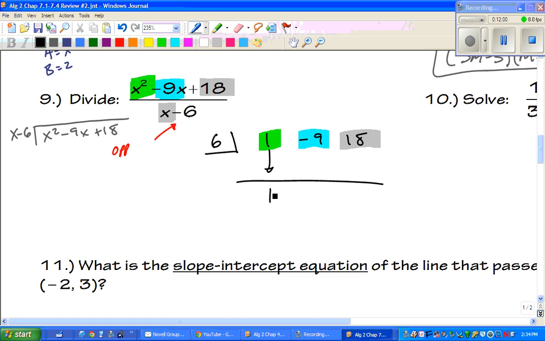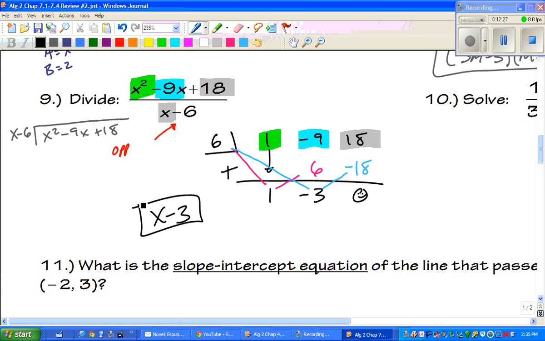Okay, we drop the 1, and then 6 times 1 is 6. We are adding that together, and we get negative 3. 6 times negative 3 is negative 18, and we get 0. So then our answer would be x minus 3.